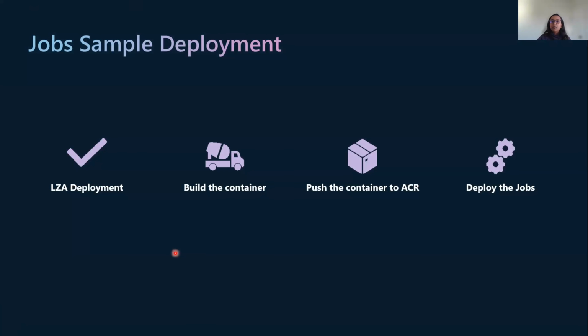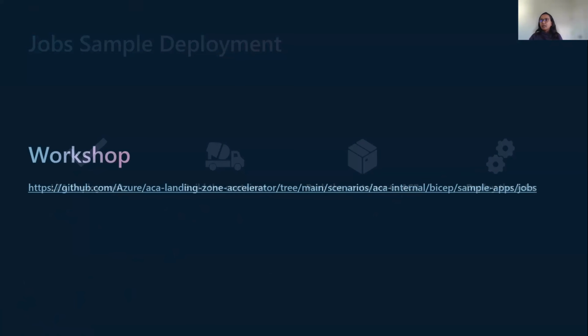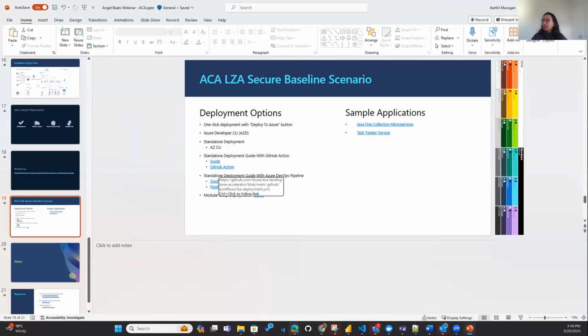And if you are looking to deploy your jobs, what you need to do is provision the landing zone, build out the containers, push them into the Azure Container Registry, and deploy the jobs. So with that, I want to quickly stop the slideshow and show how you can provision this.